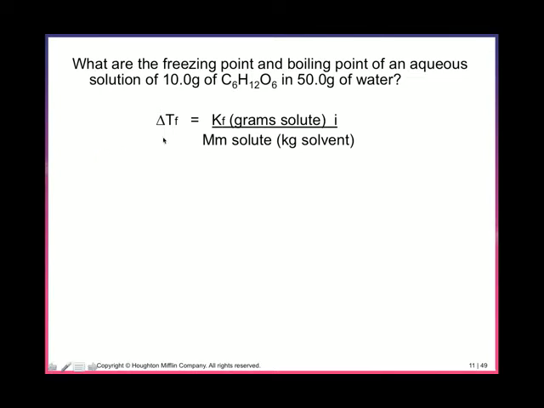Now for Kf, because it's water, that's going to be 1.86 degrees per molal. Grams of solute will be 10. i is going to be 1 because it's glucose. Now the molar mass of the solute will depend on the formula for glucose. So I'm going to calculate that by multiplying the subscripts by the atomic masses of the elements and then adding them up. And I get a total of 180 grams per mole. And I'm going to have to change my 50 grams of water to kilograms, so I'm going to move the decimal point 3 places to the left.